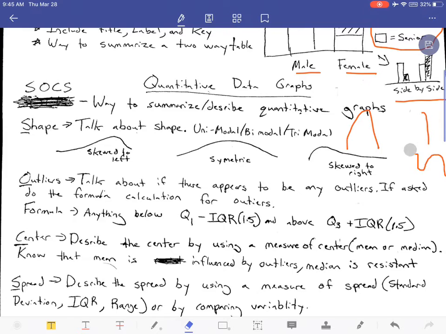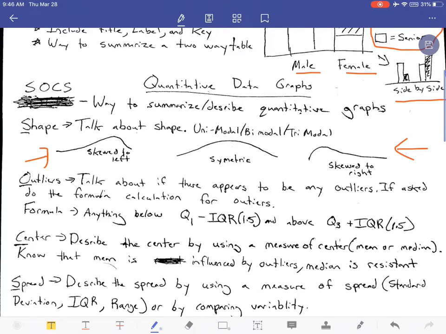But then the thing that's really important that you want to talk about with this shape is whether it's skewed or symmetric. So remember, if it is skewed to the left, we have this tail going off to the left. That's a way to remember which direction it's going to be skewed. If it's symmetric, it looks symmetrical. And then if it's skewed to the right, you're going to have a tail going off to the right side. Okay, another way that we can say that for skewed to the left, we say skewed to the lower values, and then skewed to the right would be skewed to the higher values. So that's the first thing you want to talk about when you're analyzing your quantitative graphs is the shape.